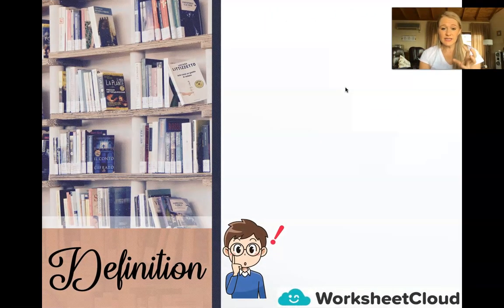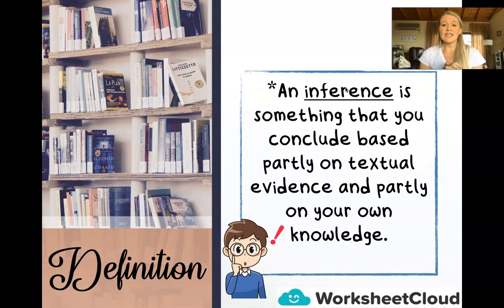Okay, now specifically, if we look at the definition of inferencing, it is something that you conclude based partly on textual evidence and partly on your own knowledge. So it's making a conclusion or answering something based on evidence, so clues from the text, as well as previous knowledge. That's why it says partly. The word partly is quite important. Together we form an inference.